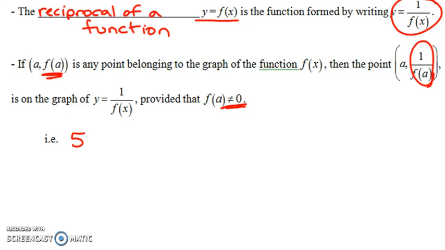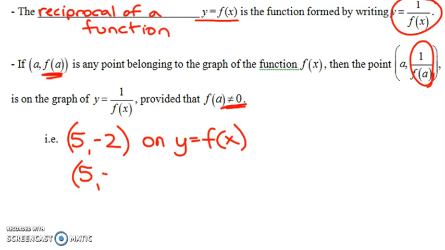So for example, let's say you had a point that was 5 and -2 on the original graph. Then the point 5 and -1/2 would be on the reciprocal graph. So again, it's the y value that gets flipped.